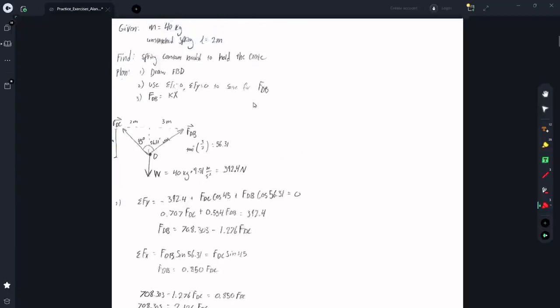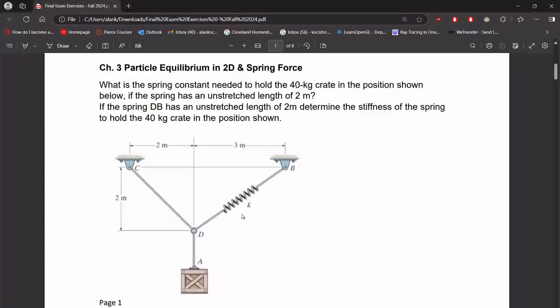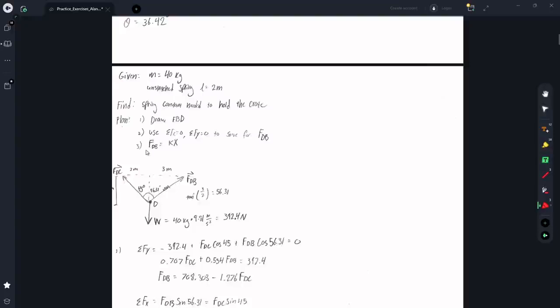So our plan to solve this problem is to first draw a free body diagram, and then we're going to use the equations of equilibrium to solve for the force that has the spring in it. Then we can use the definition of a spring force being F equals kx, where k is the spring constant and x is the length of the spring from its unstretched position.